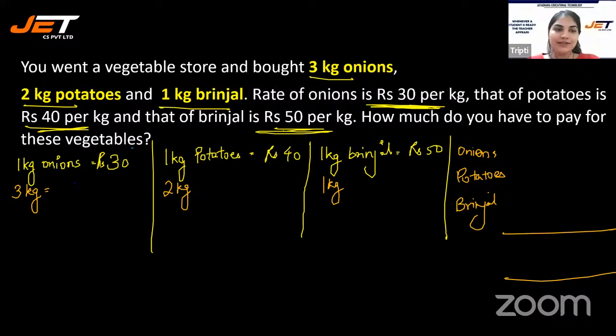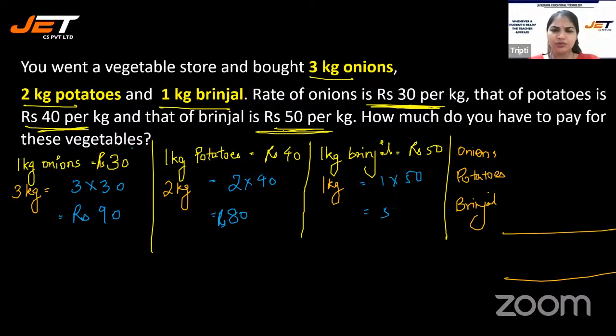So for 1 kg, it's 30 rupees. So 3 kgs is 3 times 30, which is equal to rupees 90. 1 kg potatoes is 40 rupees, so 2 will be 2 times 40, which is equal to 80 rupees. 1 kg brinjal is 50 rupees. So 1 times 50, that is given to us, so no need to do that.